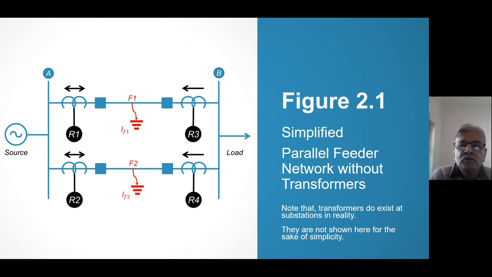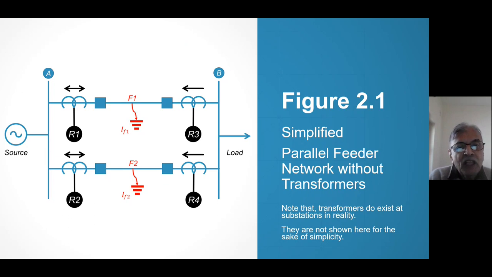It will block. So if you talk about F1, then my fault path is A, R2, R4, R3, F1. R4 is in the wrong direction. Therefore, R4 will not operate. R3 will correctly operate. So R1 and R3 for F1 will correctly operate. R2 and R4 for fault F2 will correctly operate.